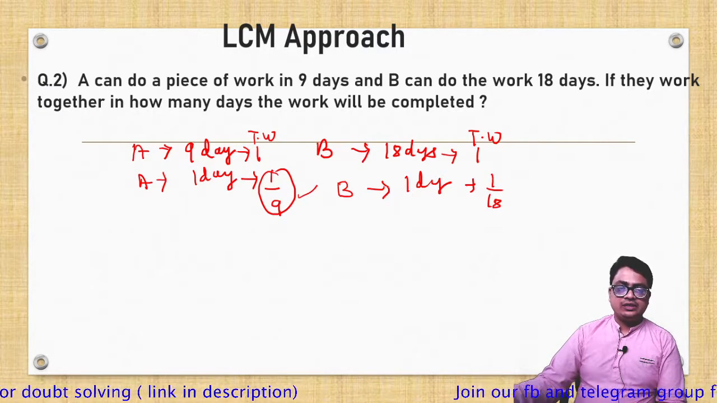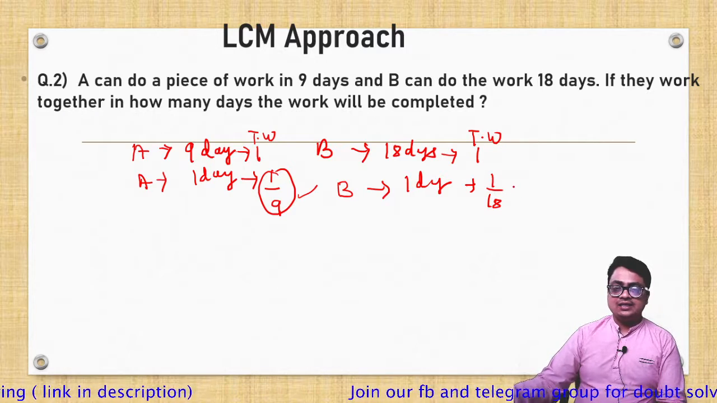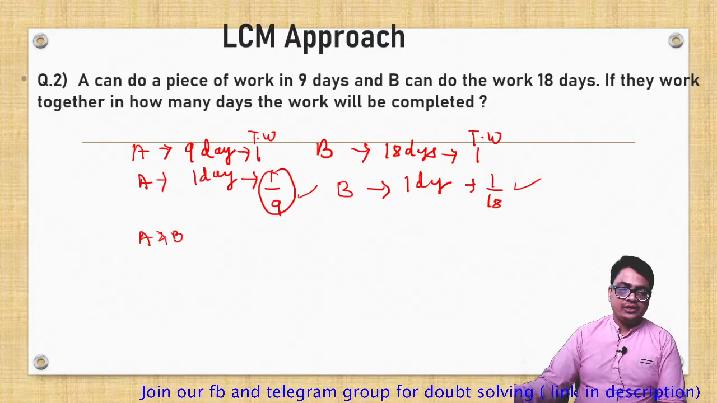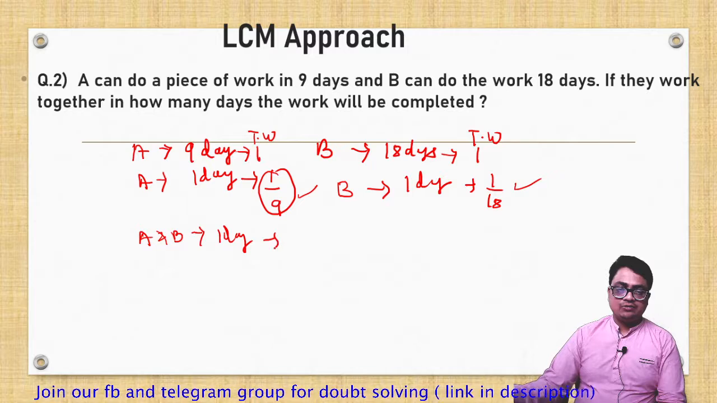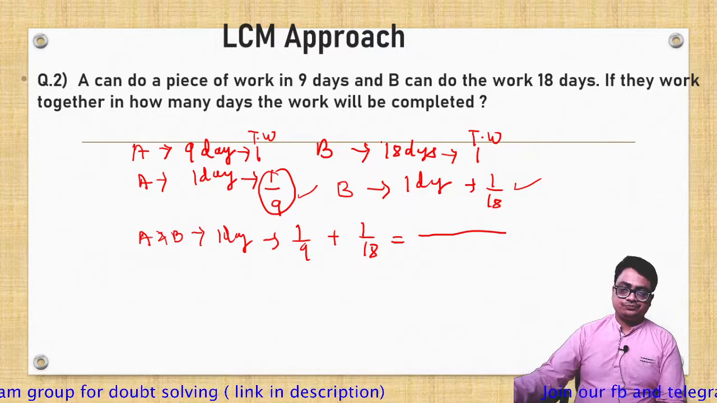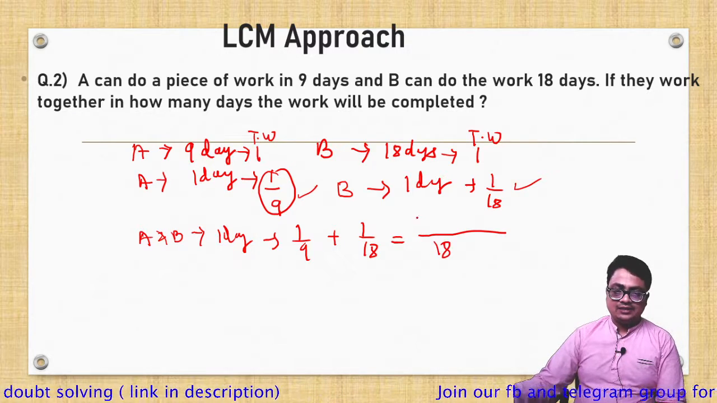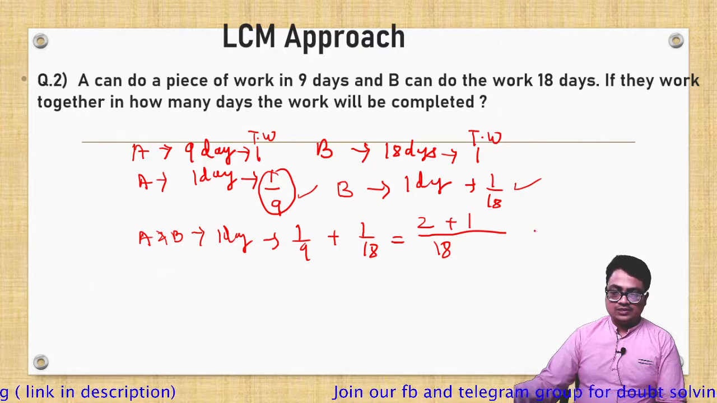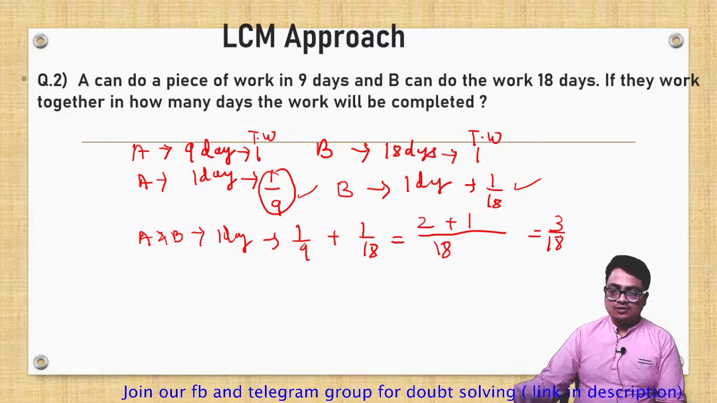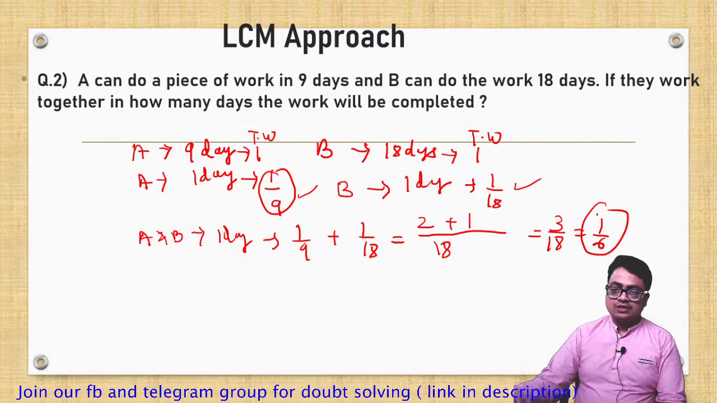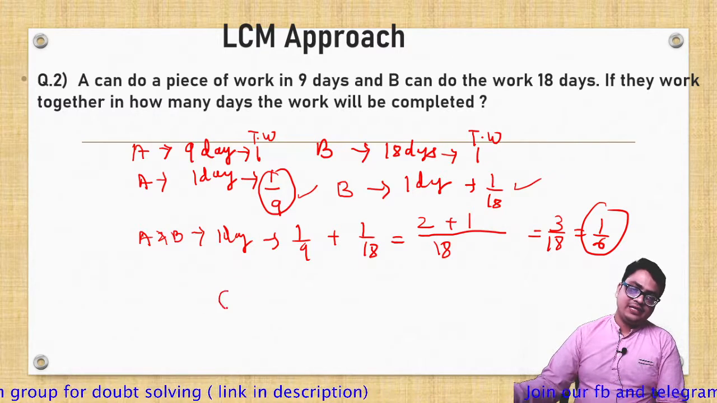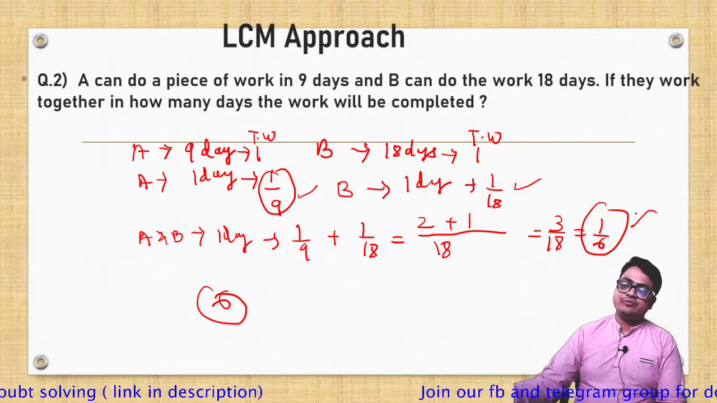So here A is doing 1 by 9, and B is doing 1 by 18th. So in 1 day, A and B will be doing how much? In 1 day, they will be doing 1 by 9 plus 1 by 18, right? The LCM will be 18: 9 2s are 18, plus 18 1s are 18. So 3 by 18, or this is 1 by 6. So A and B are doing 1 by 6th of the work in 1 day, meaning the work will be completed in 6 days. Just take the reciprocal of this.